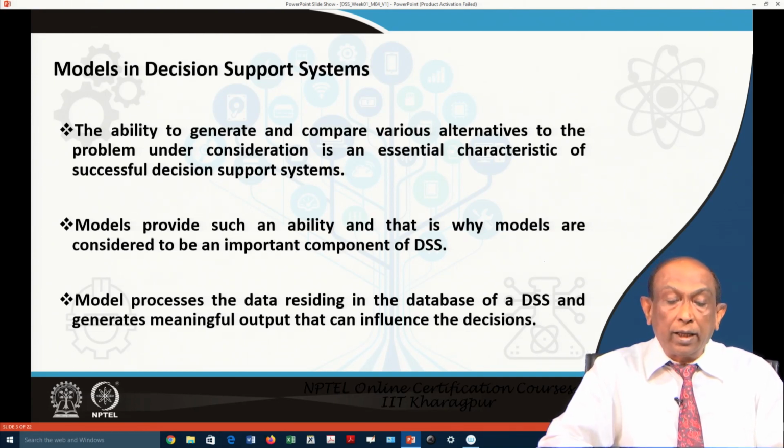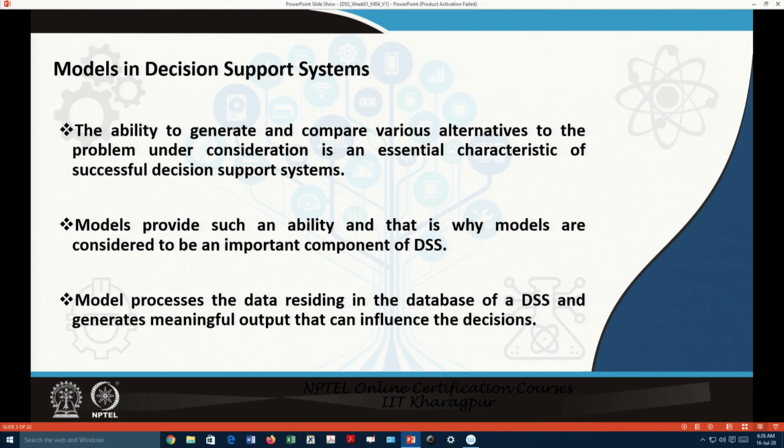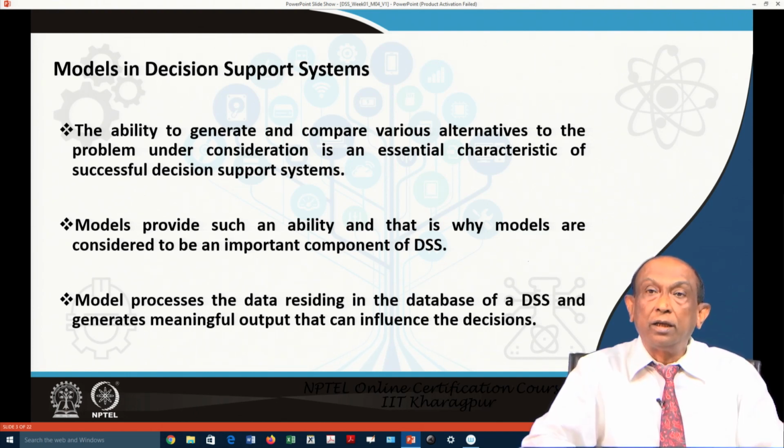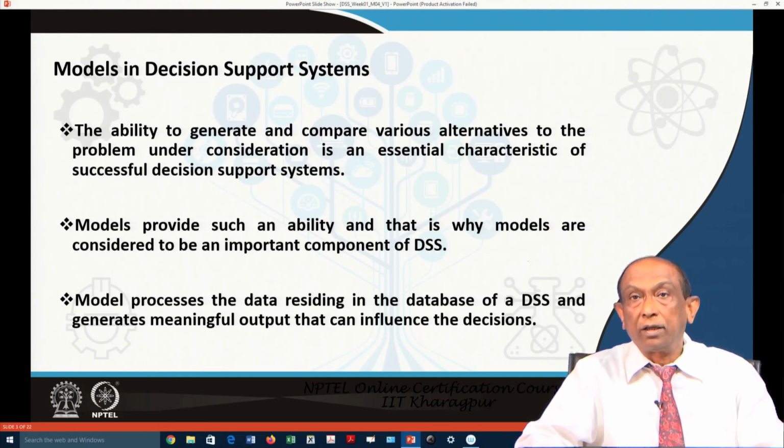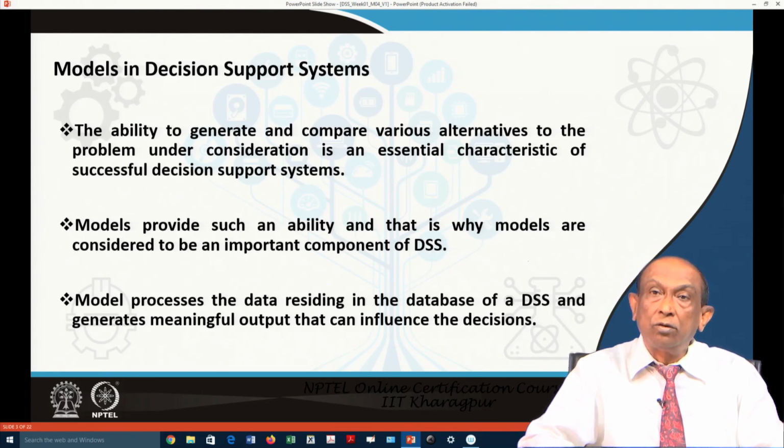Models basically process the data which resides in the database of a DSS, and then these models generate meaningful output which can influence the decisions, because it is the managers who will interpret the results of these models, and then decide which solution is the one that they will accept.